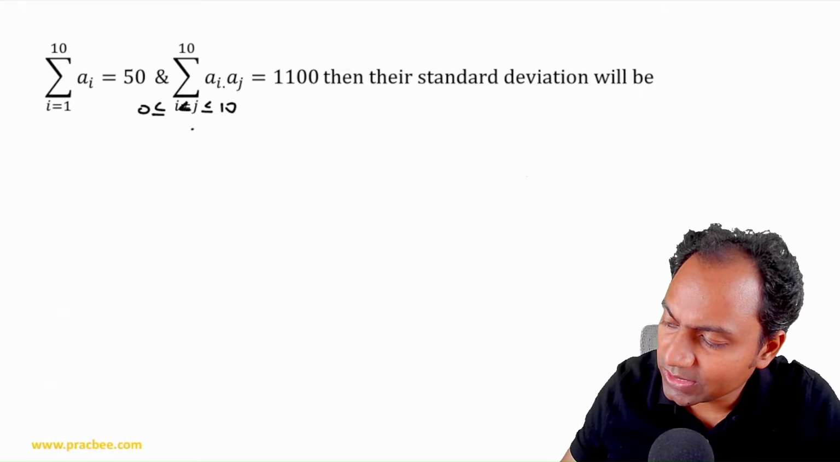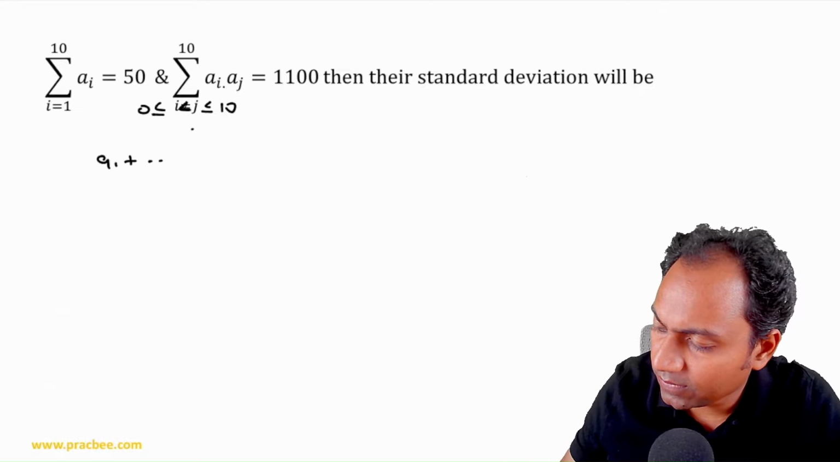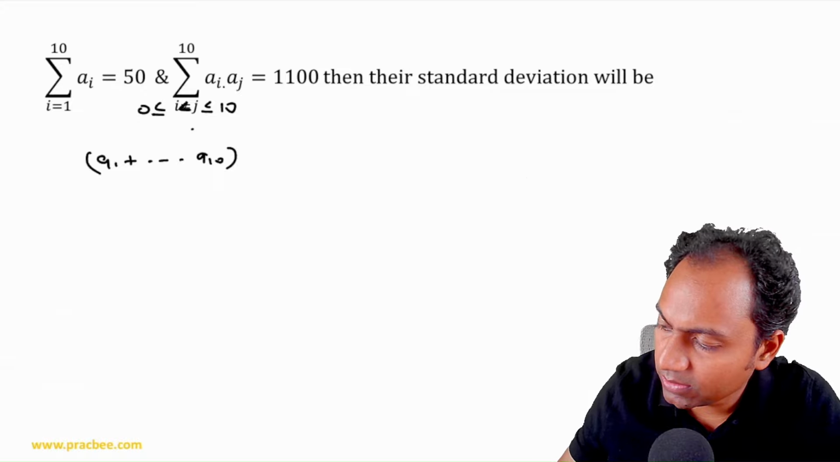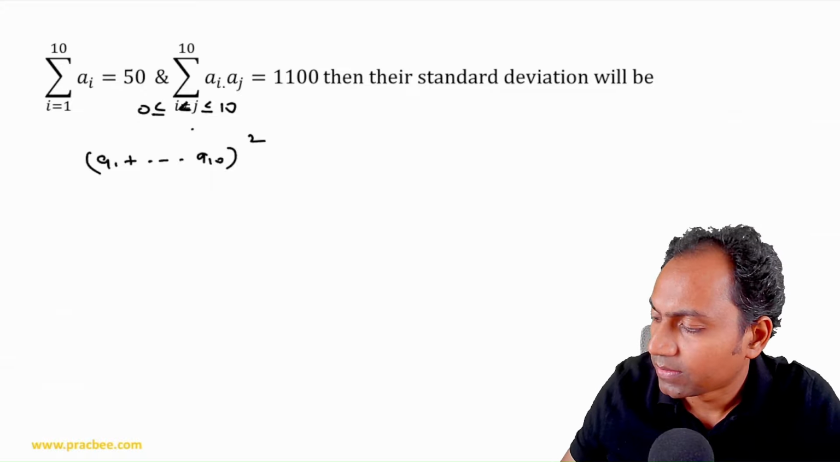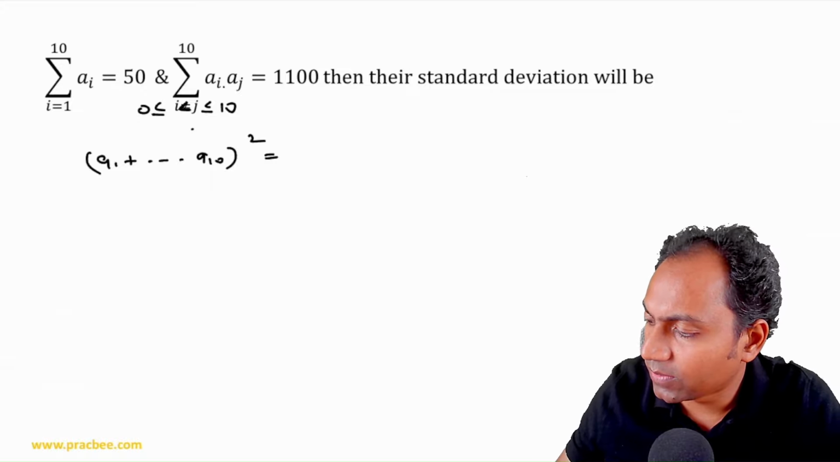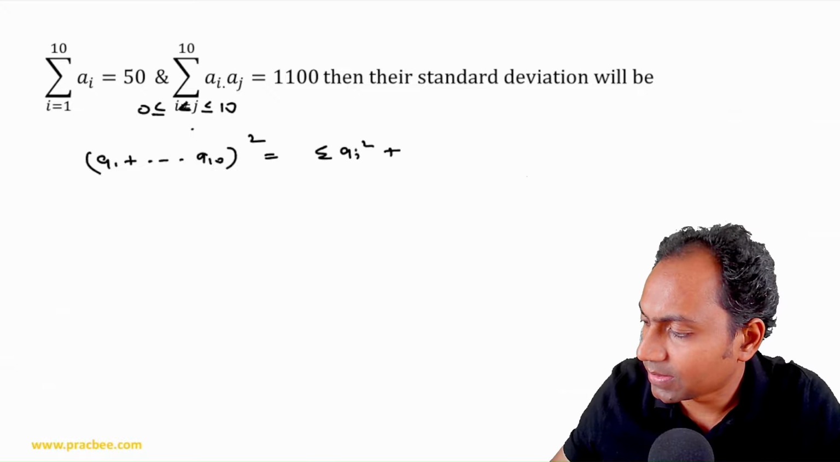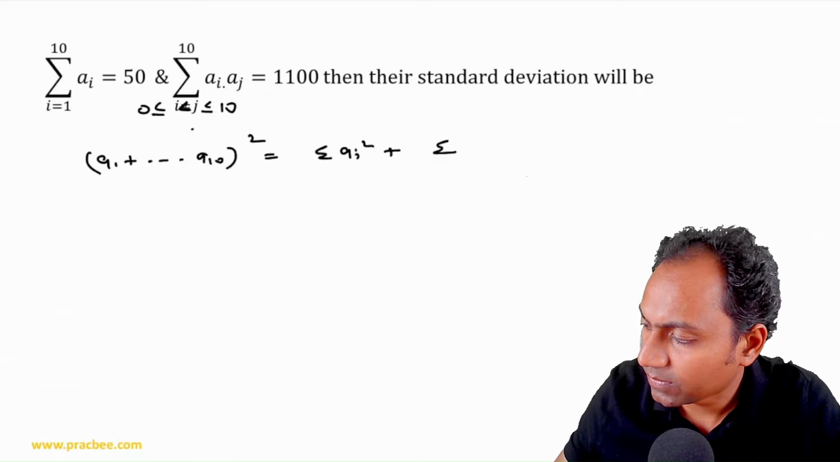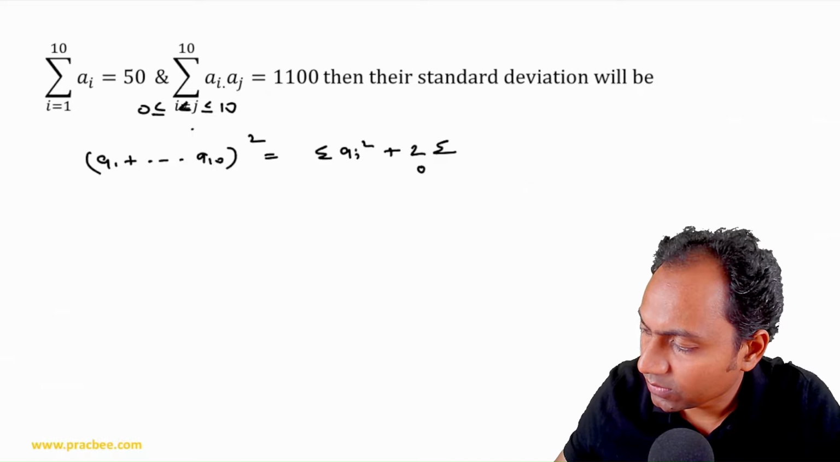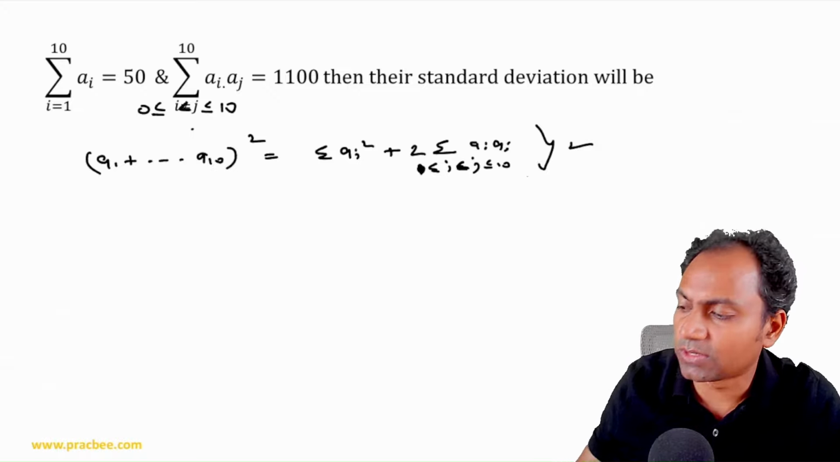Now this second question is based on the idea of double summation. So if I look into the second part, what we know is if we have a1, a2, a3, up to a10, whole square, this would be nothing but equal to summation of ai square plus 2 times summation over 1 less than or equal to i less than j less than or equal to 10 of ai aj. So this is a result, a very famous result that we know.